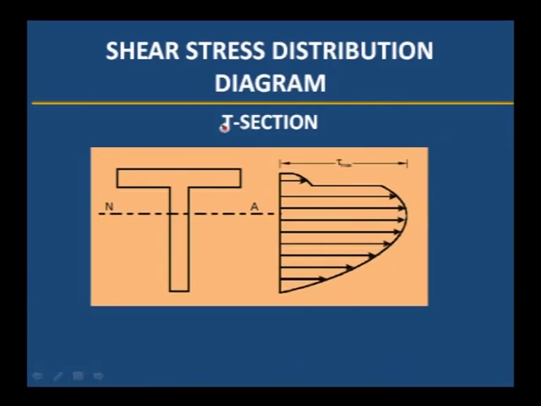Then for the T section, it is the same case. At the flange portion it is less, and it suddenly increases, is maximum at the neutral axis, and gradually reduces again toward the end. Shear stress is 0 at the extreme edges and maximum at the neutral axis, with a parabolic distribution. You should know how to draw the shear stress distribution for the rectangular section, I section, and T section.